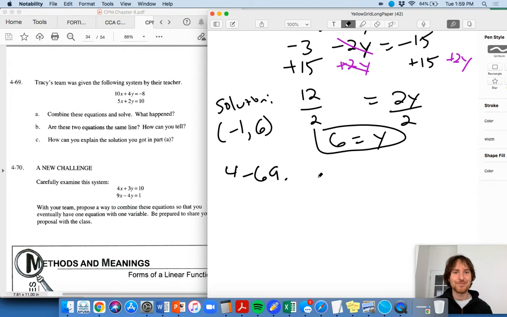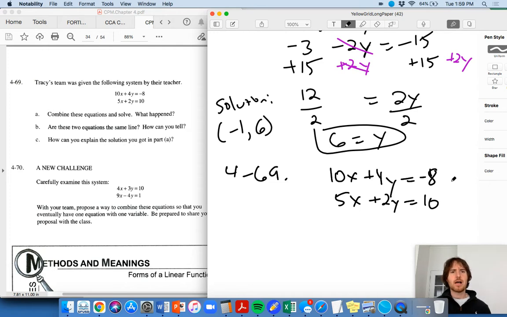All right, check it out. Tracy's team was given the following system by their teacher: 10x plus 4y equal to negative 8. There we go. And then we also got 5x plus 2y equal to 10. Combine these equations and then solve what happens. So let's just not add them together. We're going to actually just try to solve this, because if we just combine right now, x's aren't going to eliminate, y's aren't going to eliminate. So we need to figure out what to do.